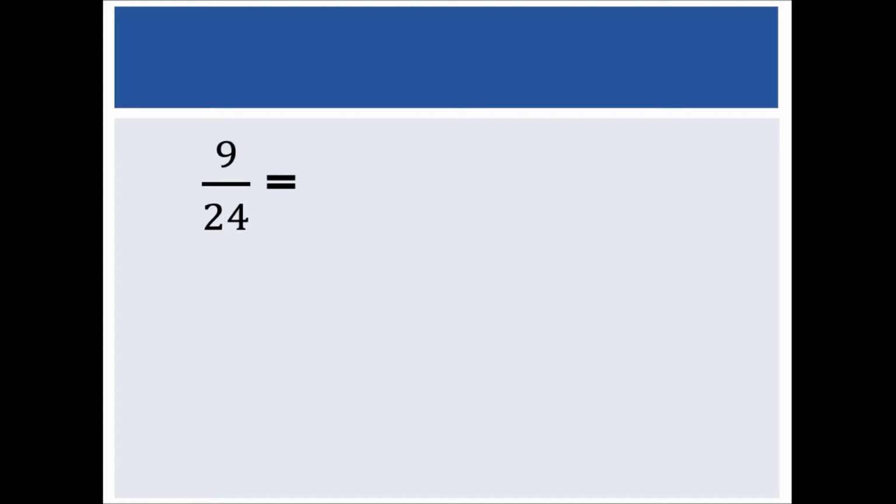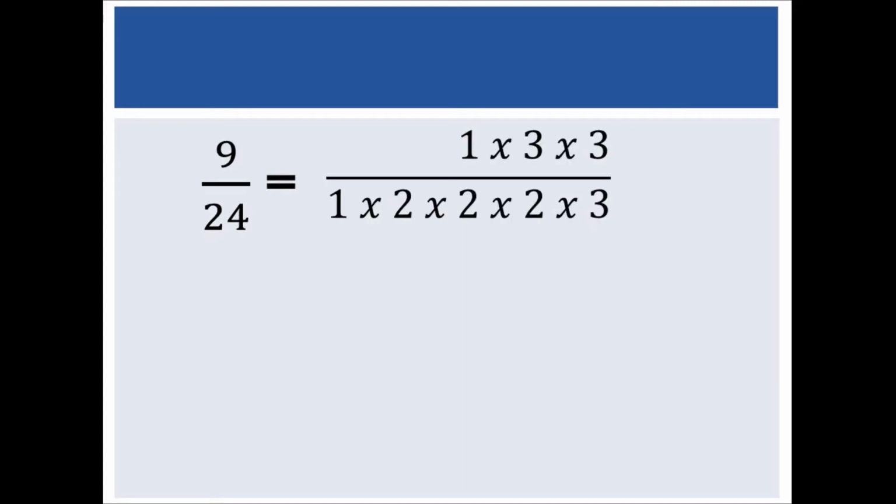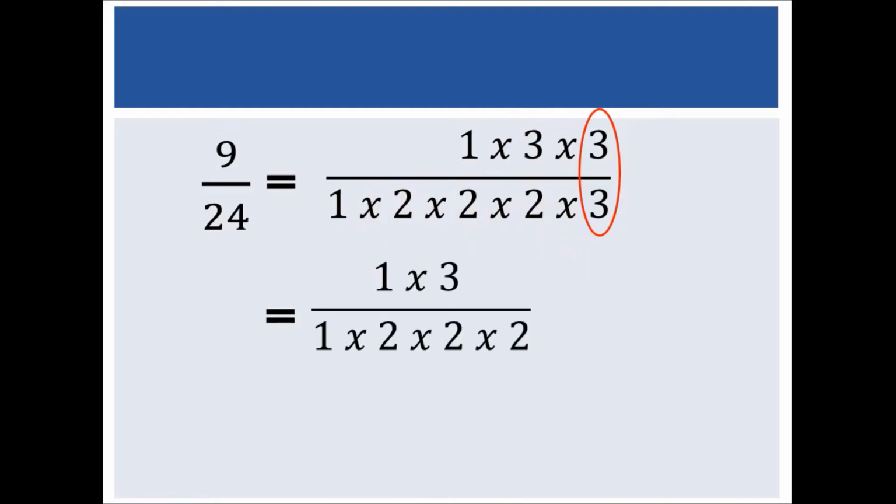9 over 24. Let's use the prime factorization. The prime factorization of 9 is 1 times 3 times 3. For 24, it is 1 times 2 times 2 times 2 times 3. So we're looking for that a over a equals 1. I see one set, which is 3 over 3. That's going to equal 1. The only thing is that the other 3 has to have another 3 in the denominator. Since there are no more 3's, we are left with 1 times 3. And for the denominator, I have 1 times 2 times 2 times 2. If we multiply those out, we get 3 over 8. So 9 over 24 is simplified to 3 over 8.